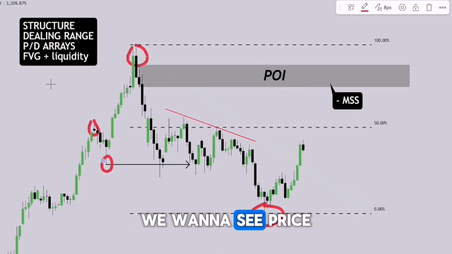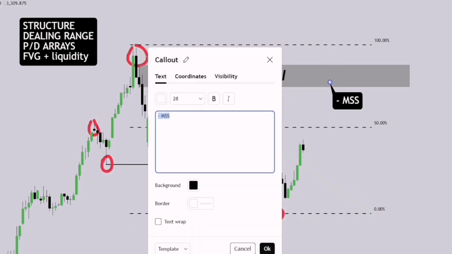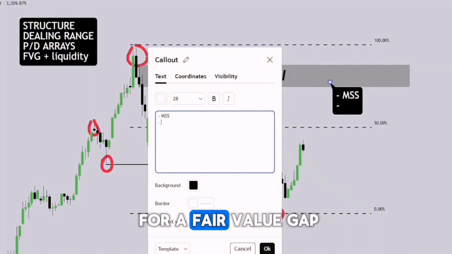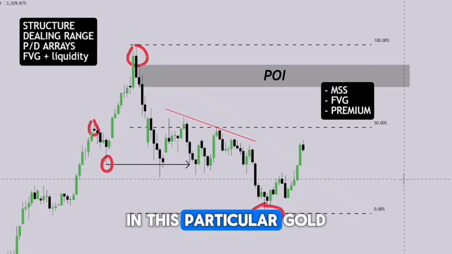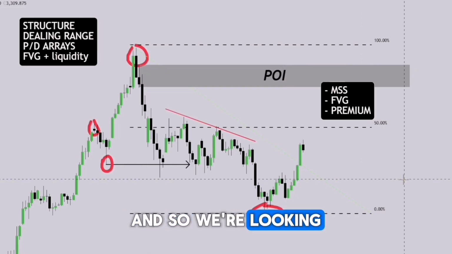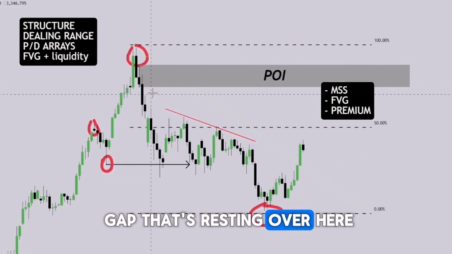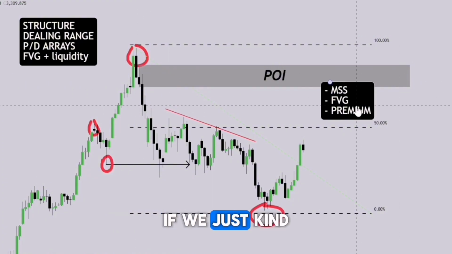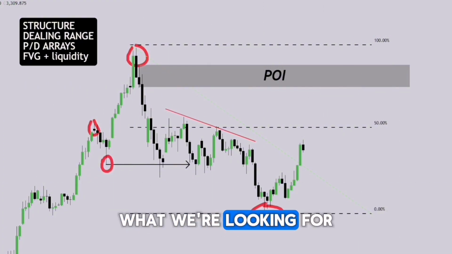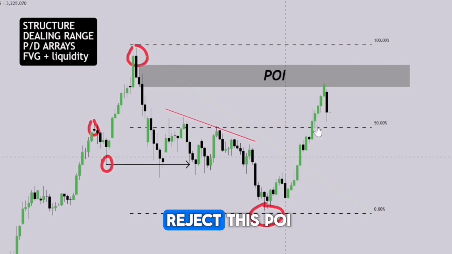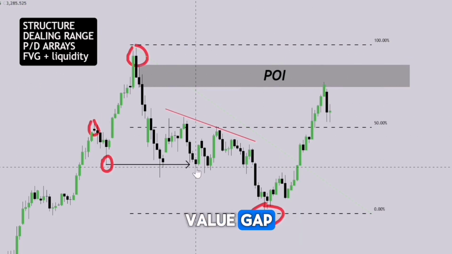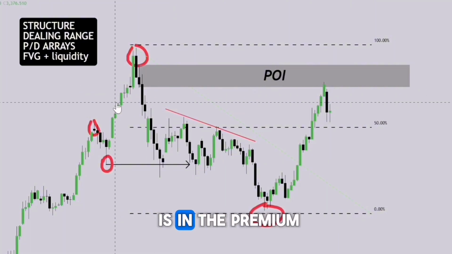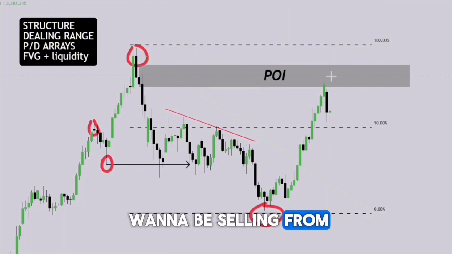So that is step number one: we want to see price breaking with a body. Step number two is we are looking for a fair value gap. And step number three, we want to be in a premium because we're looking for a sell trade in this particular gold swing case study. We're looking for a fair value gap that's resting over here. If we play price on a little bit, what we're looking for is for price to reject this POI. Again, this POI breaks structure, it leaves a fair value gap, and most importantly, it is in the premium, which is where you want to be selling from in the first place.